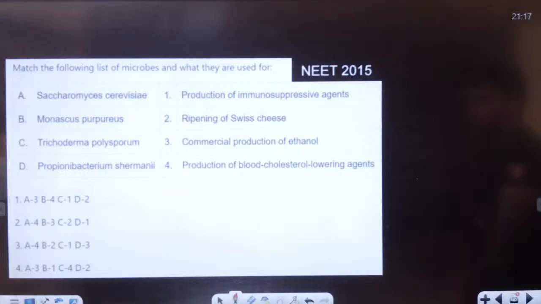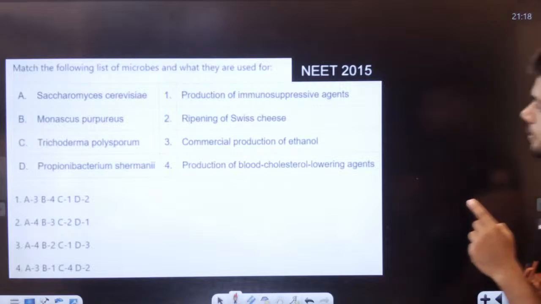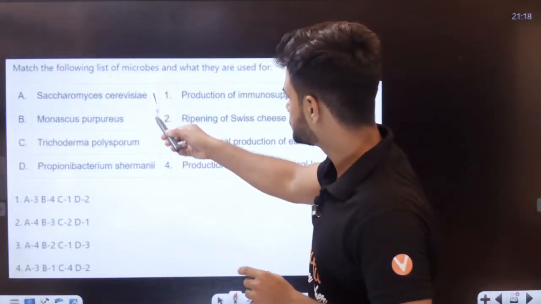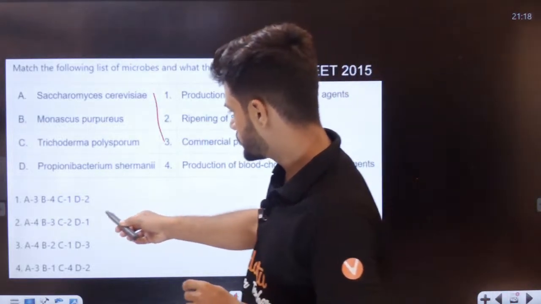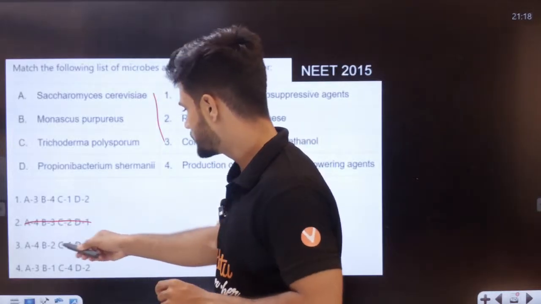Trichoderma polysporum, immunosuppressant, cyclosporin A, immunosuppressant. Propionibacterium shermanii, that is your cheese. Cheese. Students, think again, try answering properly. See, A is going to be 3, right? So this option is gone, this option is gone.